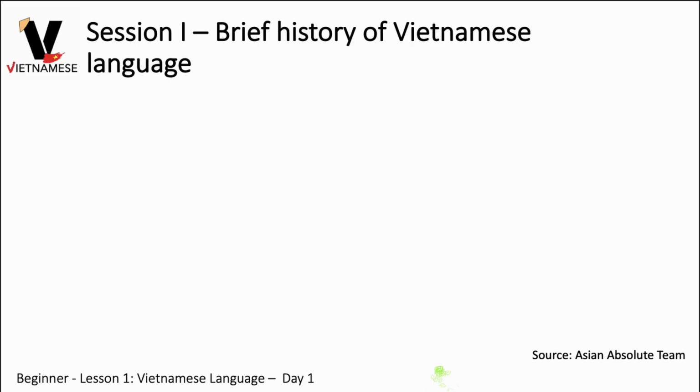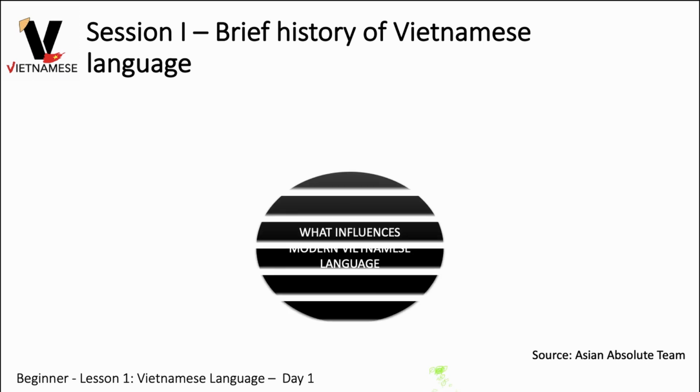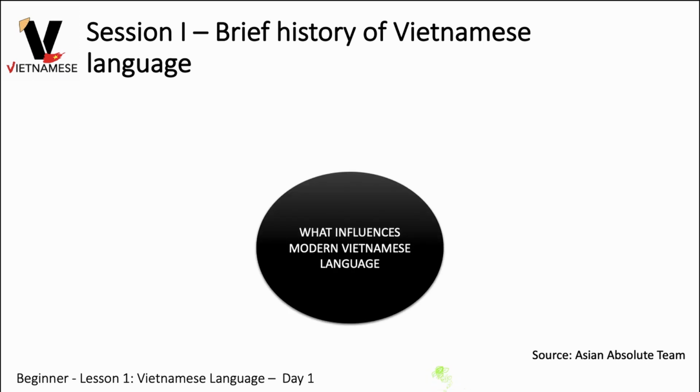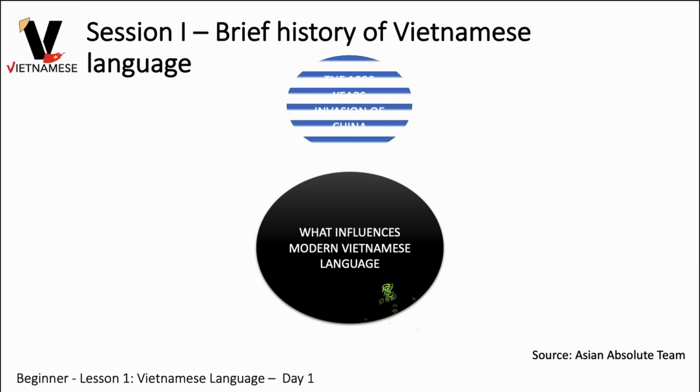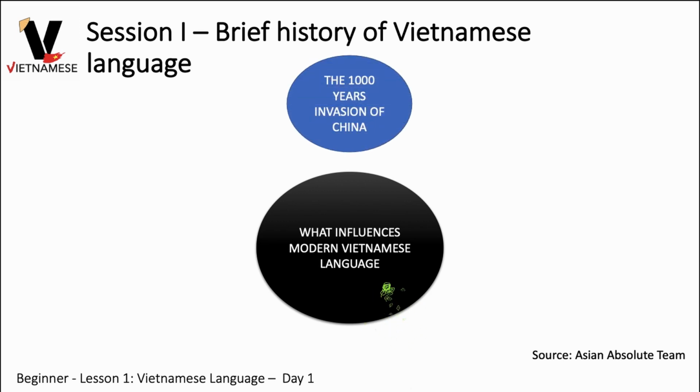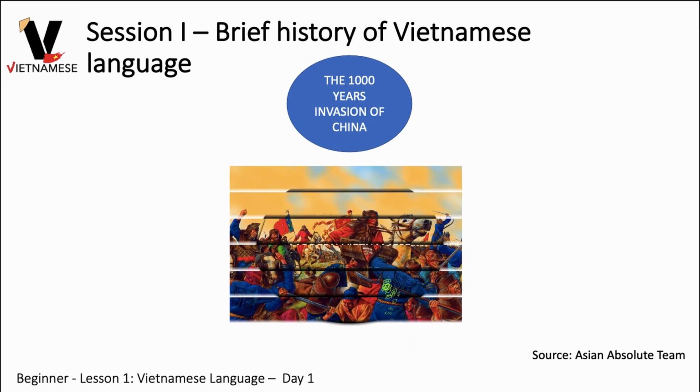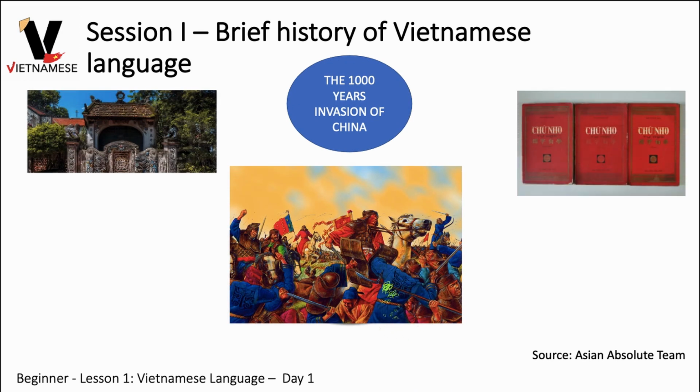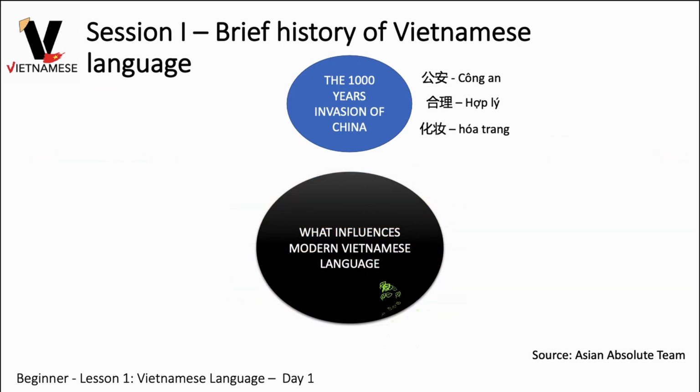Session 1, a brief history of the Vietnamese language. Vietnamese has a long and difficult story, but what I'll approach here is which parts of history have influenced the modern Vietnamese language. Firstly, we have the 1000 years of Chinese invasion. From the 2nd to 8th century AD, Vietnam was ruled by the Han dynasty, and as a result, Vietnamese and everything inside it indeed relies on Chinese a lot. And until today, you would be surprised how similar the two languages are.